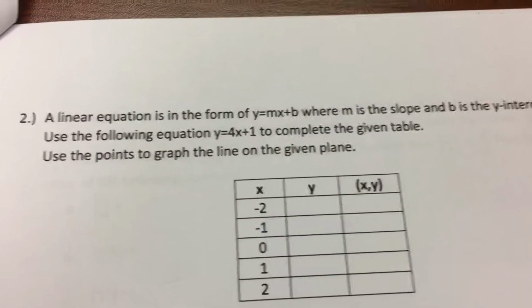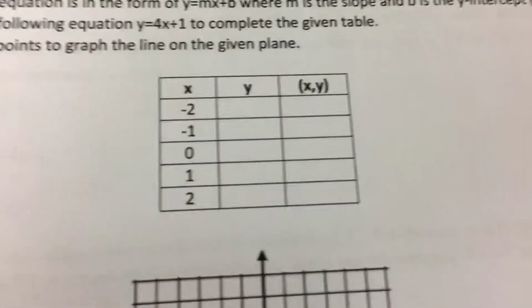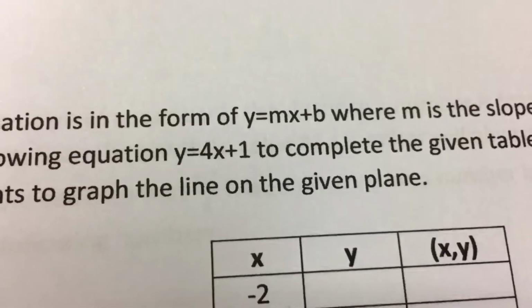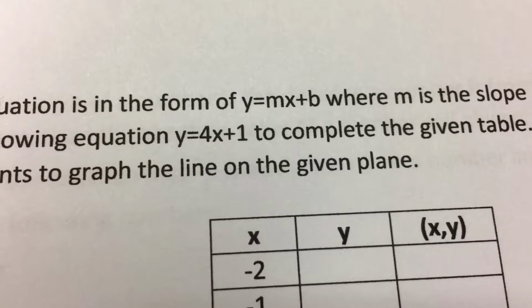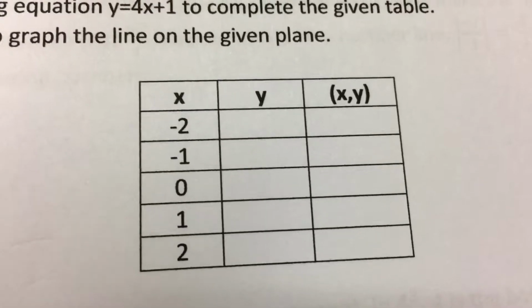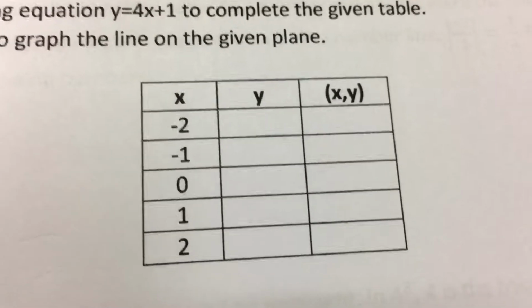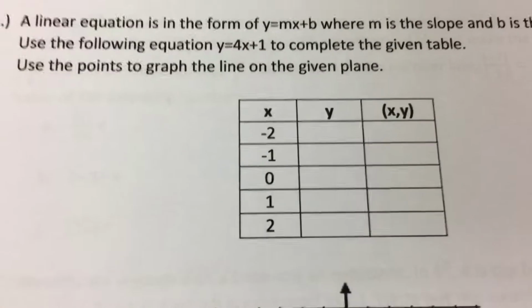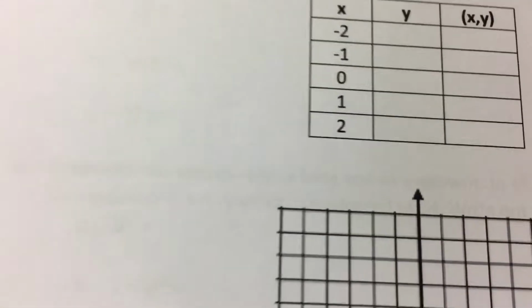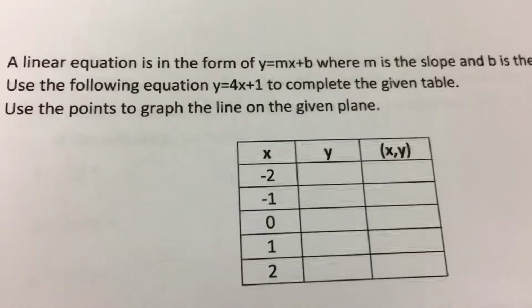The next page is going to give you a linear equation and ask you to complete the table. So all you have to do is plug your x value into this, y equals 4x plus 1. You're going to plug in your x value and solve. You can use the calculator, that's fine, and come up with your y value. And when you're doing this, it's going to come up with a table of points. So here's our first one. I'll just do the first one for you.